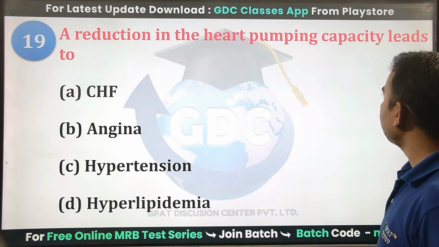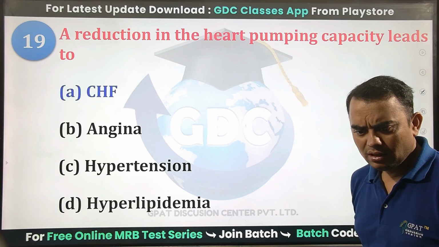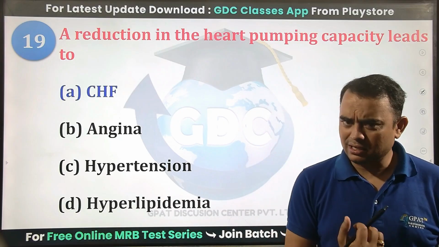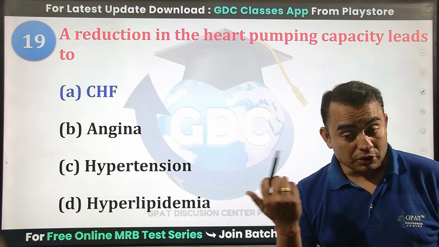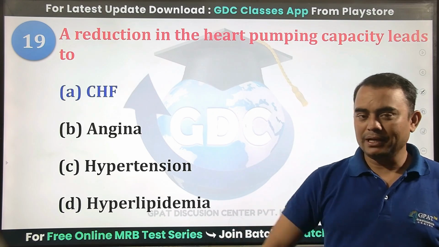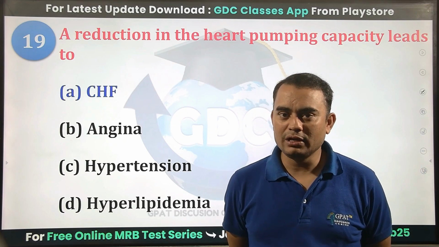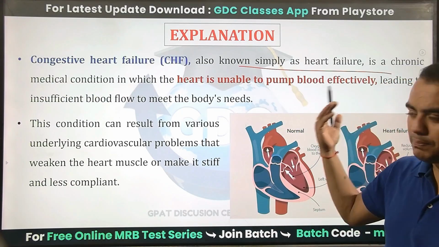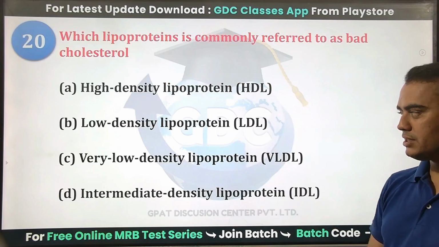A reduction in the heart pumping capacity leads to congestive heart failure. When there is less contraction of the cardiac muscles, mainly the ventricular chamber, there is less cardiac output and less blood supply. That is the reduction in heart pumping capacity, where the systolic and diastolic pressure get disturbed. CHF, congestive heart failure, is the condition where the heart is unable to pump blood effectively.